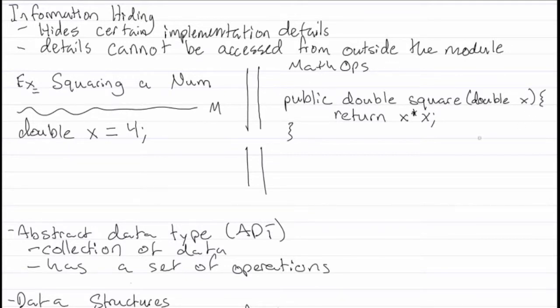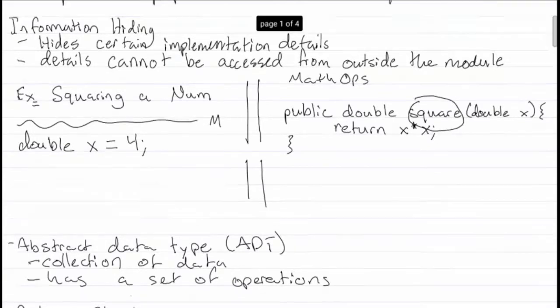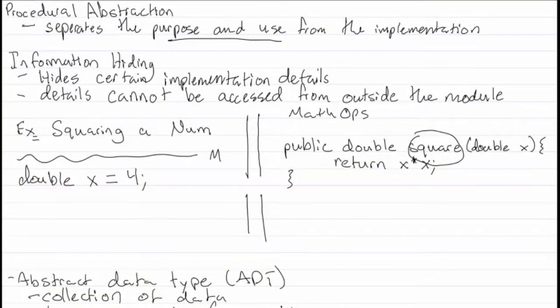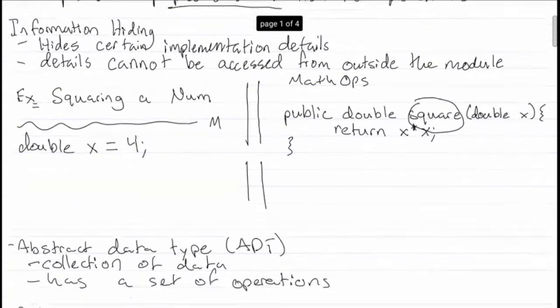access the square function. Now, when I normally do it inside this part of the program, I won't know exactly what the implementation of this is, but I know exactly what it does. It squares the number. So what this is doing is separating the purpose and use. You see here, we know the use of this function, but how does it do it? Well, we don't know. We're just going to use it.